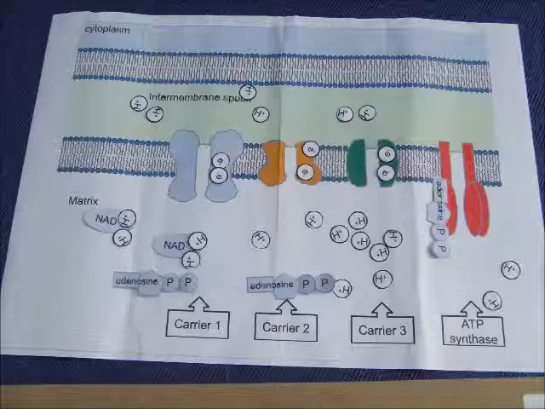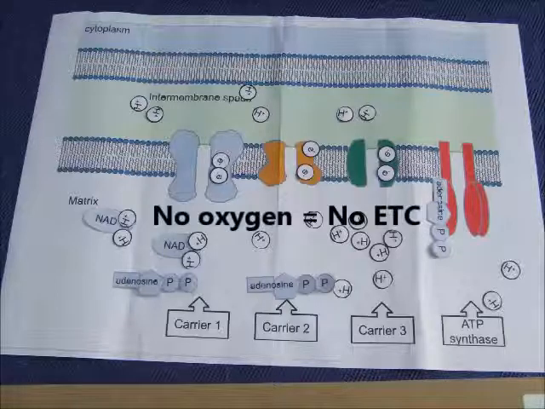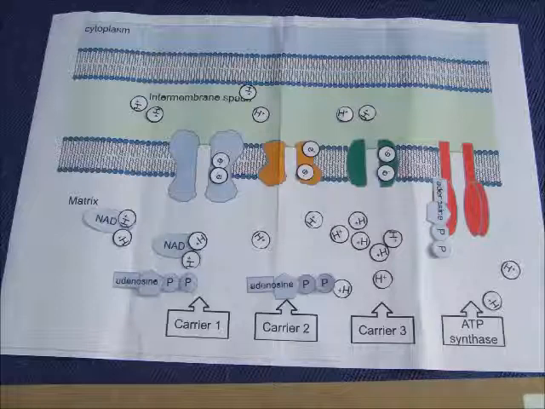In addition, NADH plus H+, or FADH2, cannot be oxidized back to NAD or FAD. The electron transport chain and oxidative phosphorylation cannot happen if there is no oxygen, so you have to use anaerobic respiration. Okay, now we've finished, just have a little look at the amount of ATP that is produced and how the numbers work themselves out.